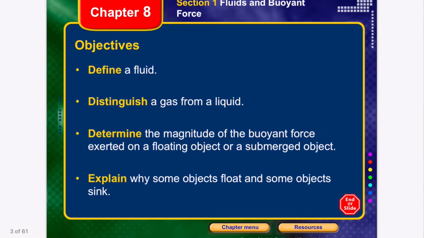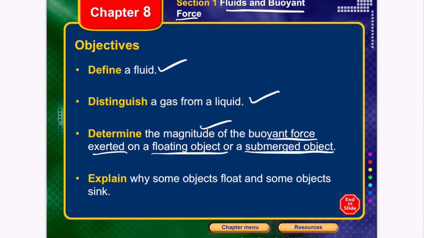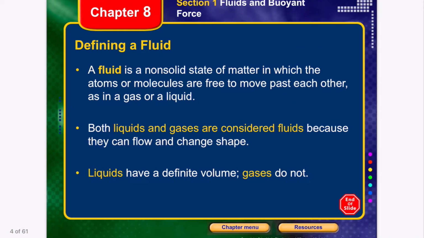Let's start with fluids and buoyant force. In this section, we're trying to define a fluid, distinguish between a gas and a liquid, determine the magnitude of a buoyant force exerted on a floating or submerged object, and explain why some objects float and some objects sink.